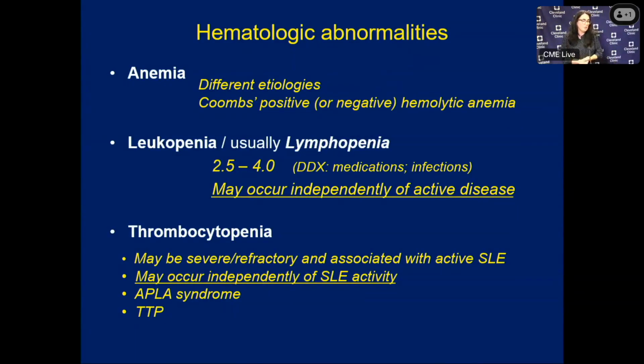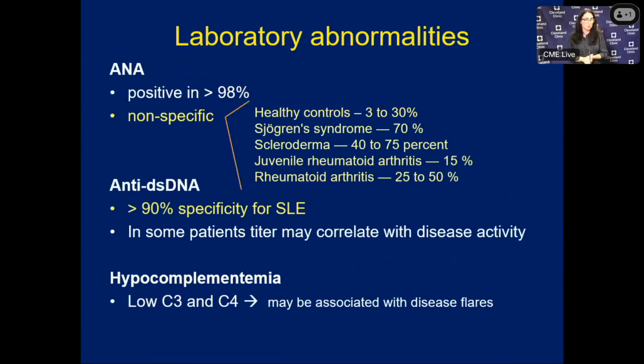Interestingly, thrombocytopenia may be severe and refractory and associated with active lupus, or may be associated with antiphospholipid syndrome and TTP. And again, may occur independent of SLE activities. So it's not in itself a factor to be treated unless it's associated with active lupus.